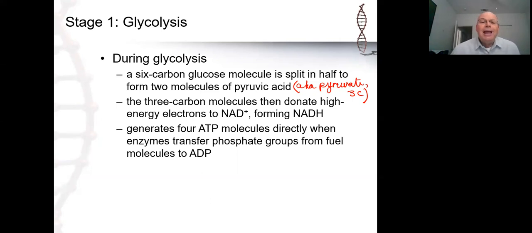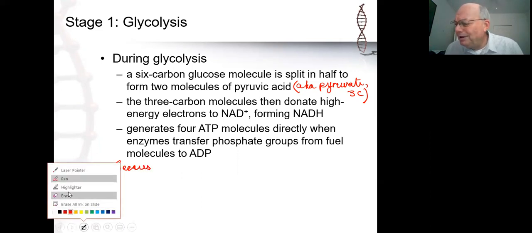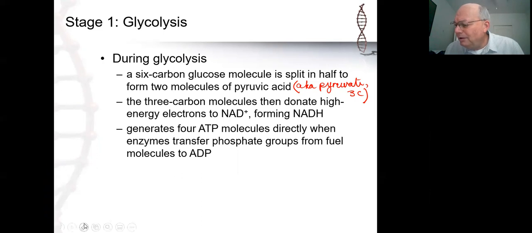And then, having done that reduction step, we generate 4 ATP molecules. 2 ATP molecules at one step, 2 ATP molecules at a second step. Now, the importance of this is that we don't actually get 4 ATP molecules. And there's a reason for this.